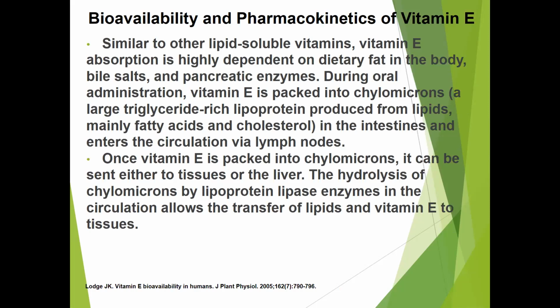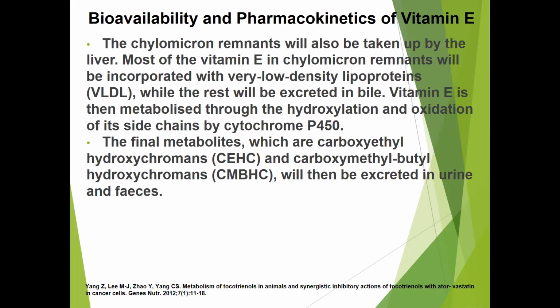Similar to other lipid-soluble vitamins, vitamin E absorption is highly dependent on dietary fat in food, in the body, bile salts, and pancreatic enzymes. During oral administration, vitamin E is packed into chylomicrons, large triglyceride-rich lipoproteins produced from lipids, mainly fatty acids and cholesterol, in the intestines, and enters the circulation via lymph nodes. Once vitamin E is packed into chylomicrons, it can be sent either to tissues or to the liver. The hydrolysis of chylomicrons by lipoprotein lipase enzymes in the circulation allows the transfer of lipids and vitamin E to tissues. The chylomicron remnants will also be taken up by the liver.